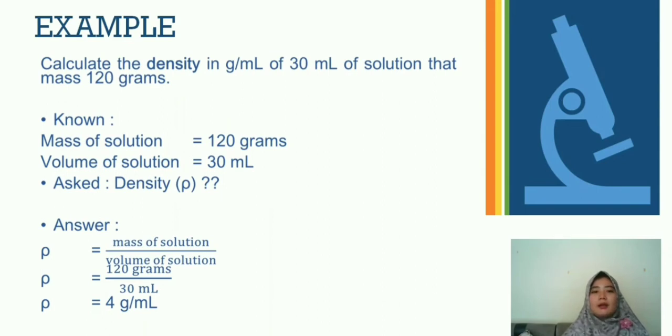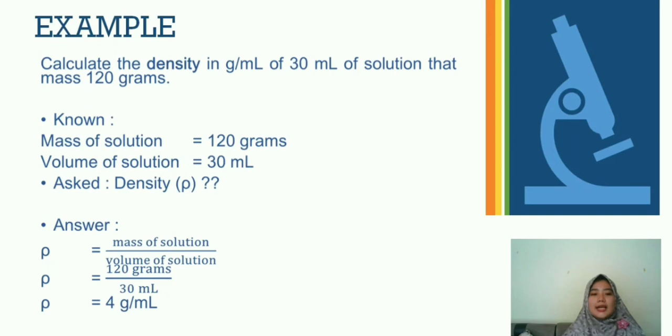For an example of density, calculate the density in grams per milliliter of 30 milliliters of solution that has a mass of 120 grams. From the example, we know the mass of solution is 120 grams, the volume of solution is 30 milliliters, and X is the density.